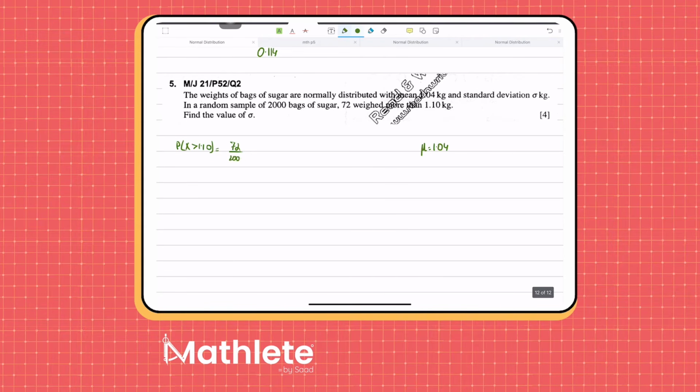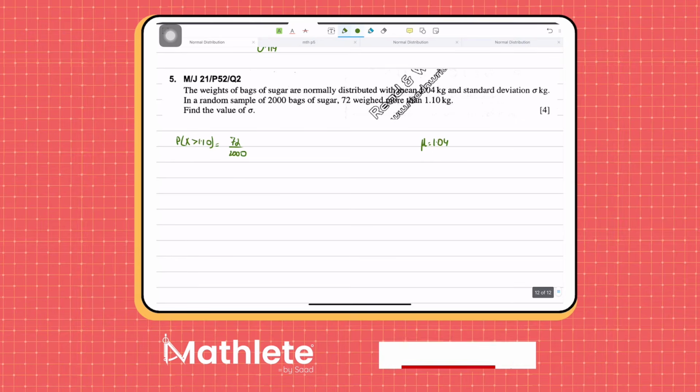Okay, why is that? That's because the question says in a random sample of 2000 bags, 72 weighed more than 1.1 kg. So the probability of x being greater than 1.10 is so and so. Acha, what's x? X is a variable which is normally distributed with mean 1.04 and standard deviation sigma, which means variance is sigma squared. So first of all, let's find 72 divided by 2000. That's going to be 0.036. This is the p value.